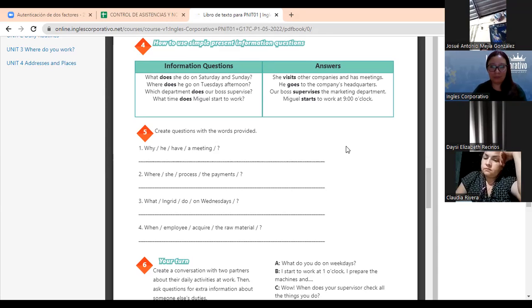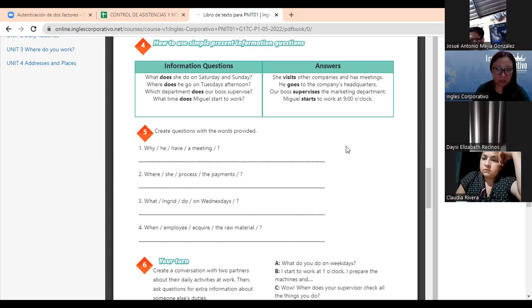So, she does? Ahí está el verbo process. She processes, porque en tercera persona. She process? No, she processes. She processes the payments. ¿A dónde? Where is dónde? Where is apuntando la ocasión? ¿A dónde procesa ella los pagos? In the bank. Very good. That is correct.